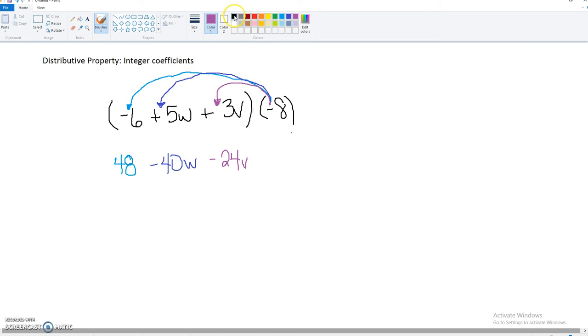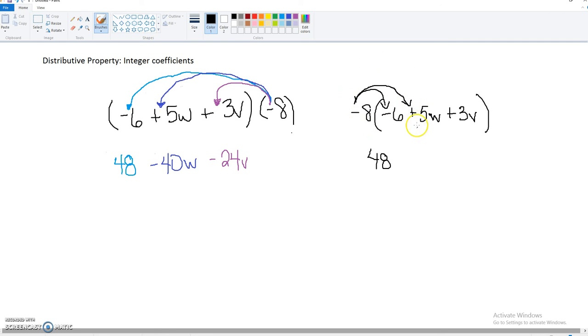Okay, now the same thing would happen if we had -8 in front. So I'm going to write the problem over here real quick, just so that way you can see. So again, you would do the same thing. -8 times -6 gets us 48. And all you would do is distribute.